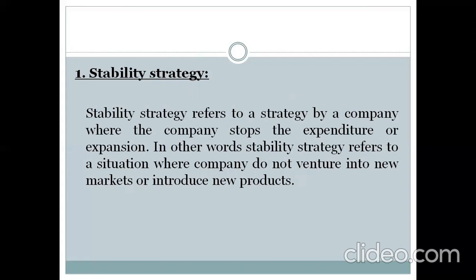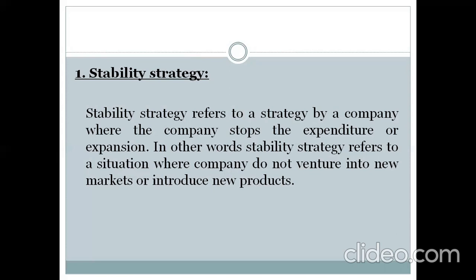Stability meaning itself stable, unchanged or no change. So stability strategy means whatever the problems in the market, whatever the problems in the organization, internal problems or external problems, you are not going to change your strategy, decisions, planning. You are following the traditional method. I am happy with what I have. I don't want more expansion, sir. I don't want more development, sir. This is enough for me, sir.